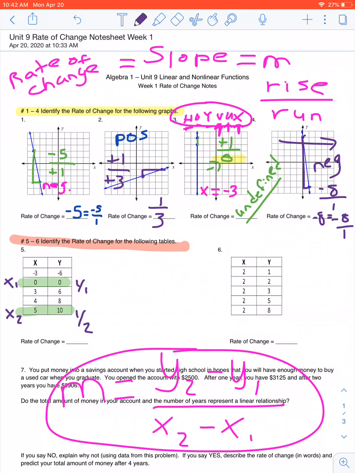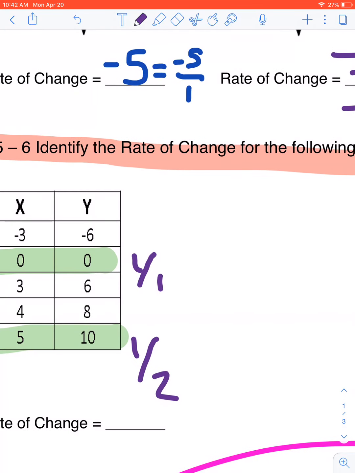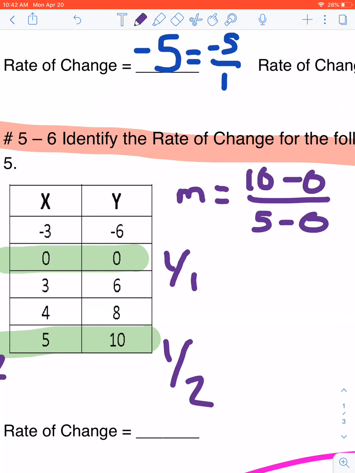So now all I do is plug it into slope. So I'm going to do m equals y2, which is 10, minus y1 over x2 minus x1. The biggest mistake I'll see here is that people put their x's on top and not their y's on top. It's y2 minus y1 over x2 minus x1.